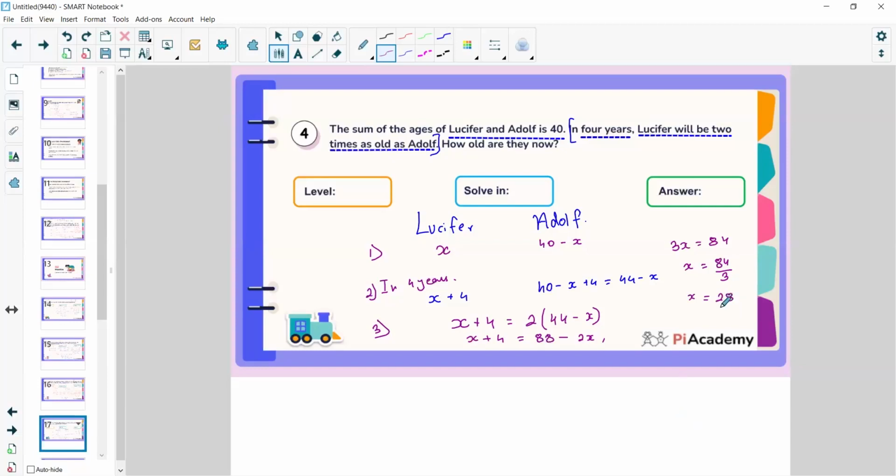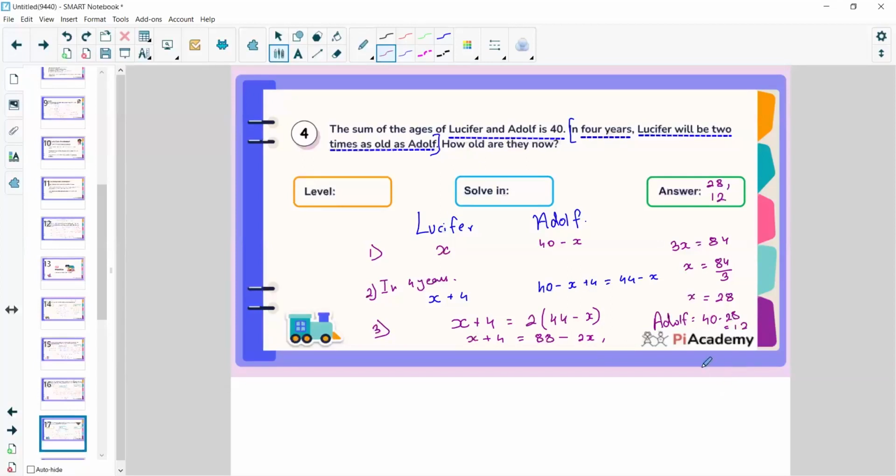Please check if my calculation is correct. Is x equals 28? Yes. So the value of x is 28. What does this mean? Lucifer is now 28 years old. And how old is Adolf? For Adolf, he is 40 take away 28. How much is this? 12 years. So Adolf is 12 years old.